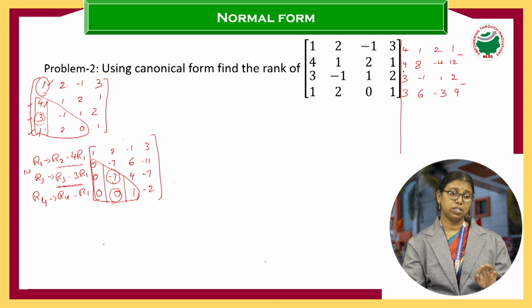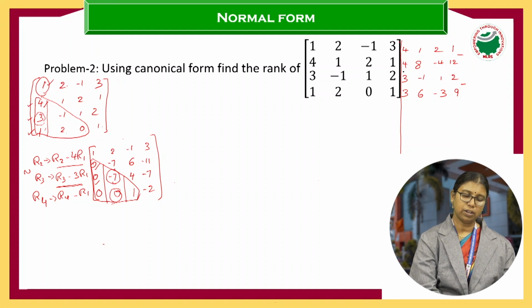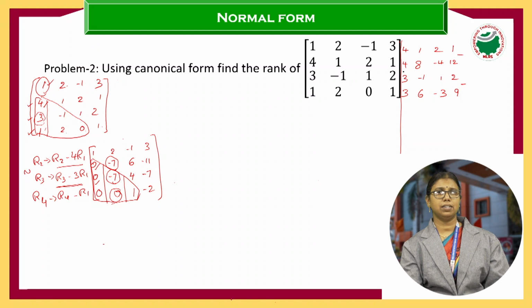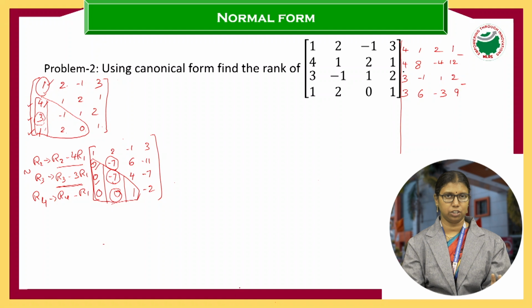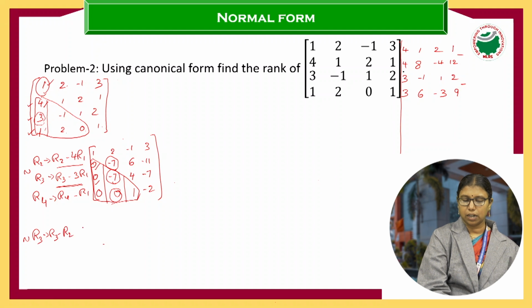And which row can we use here? The row which is similar to R3 is R2 only. So the corresponding value in R2 is minus 7. In both places you have minus 7. So by subtracting R2 from R3, definitely you will get the R3 value as 0. That means the row operation is R3 gives rise to R3 minus R2.